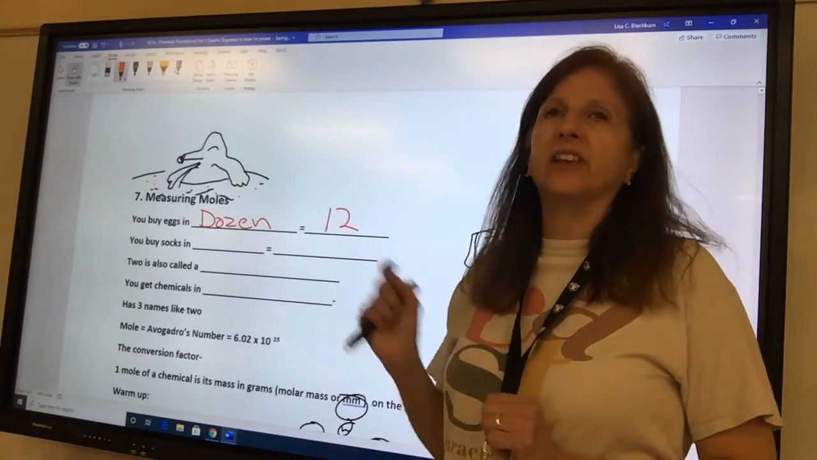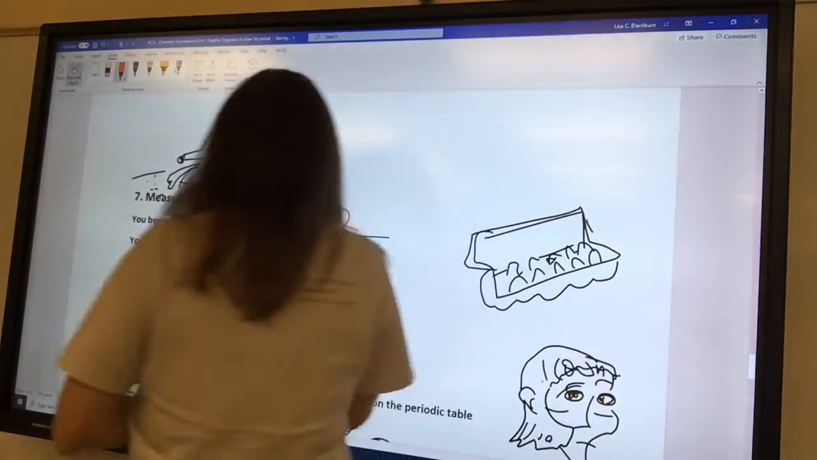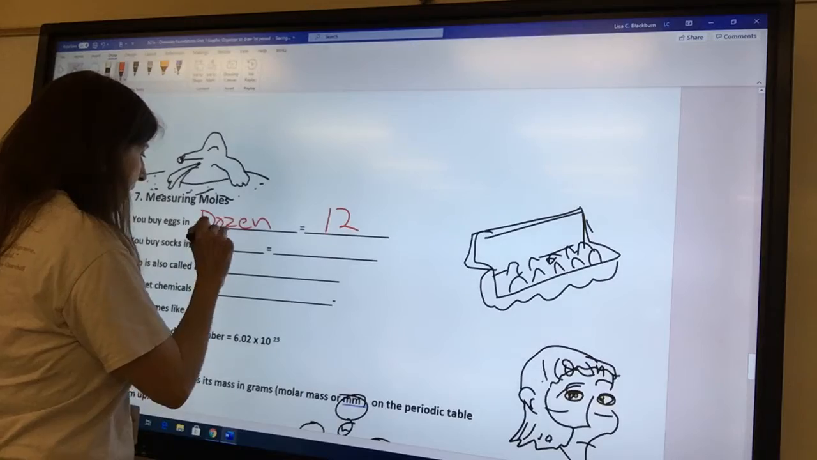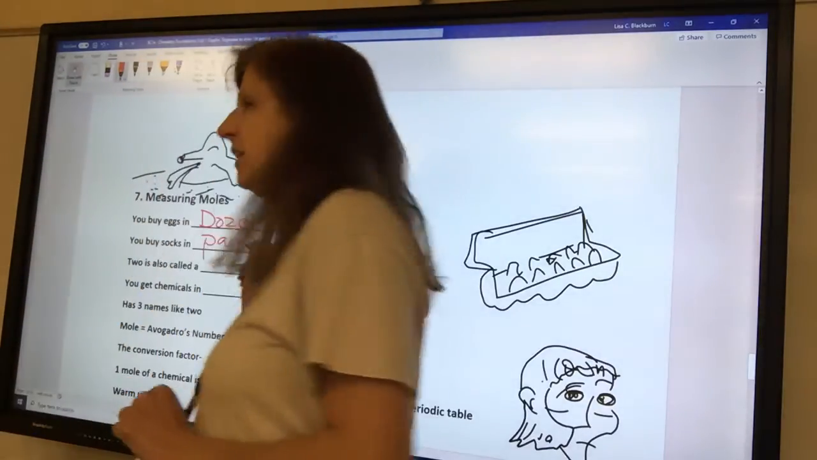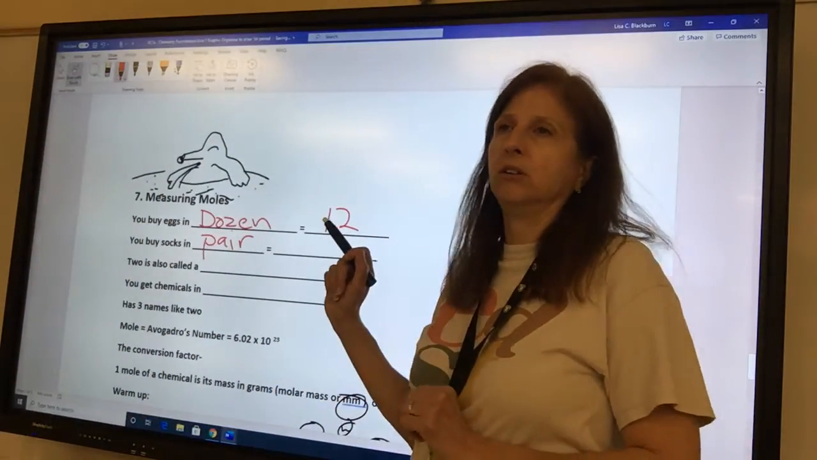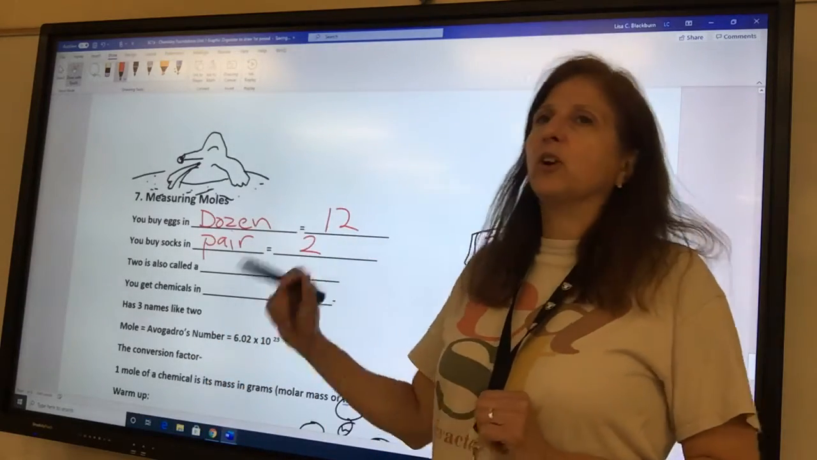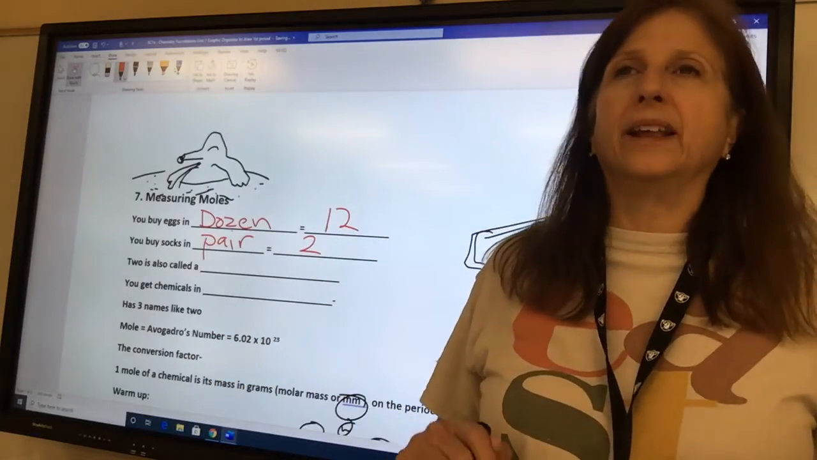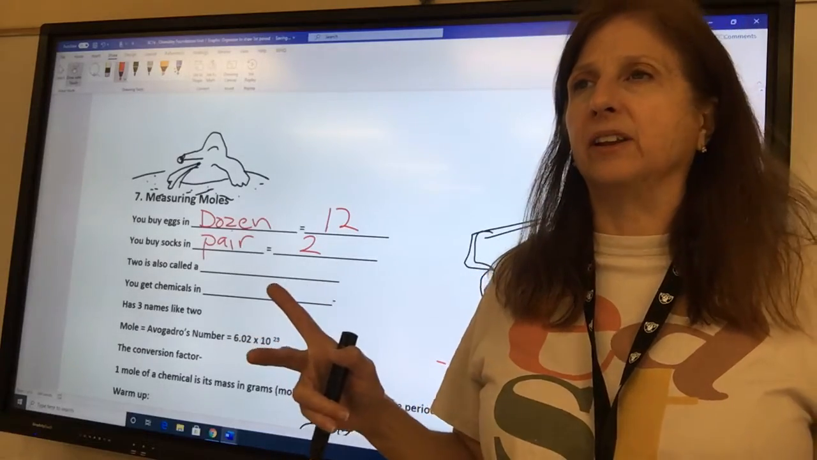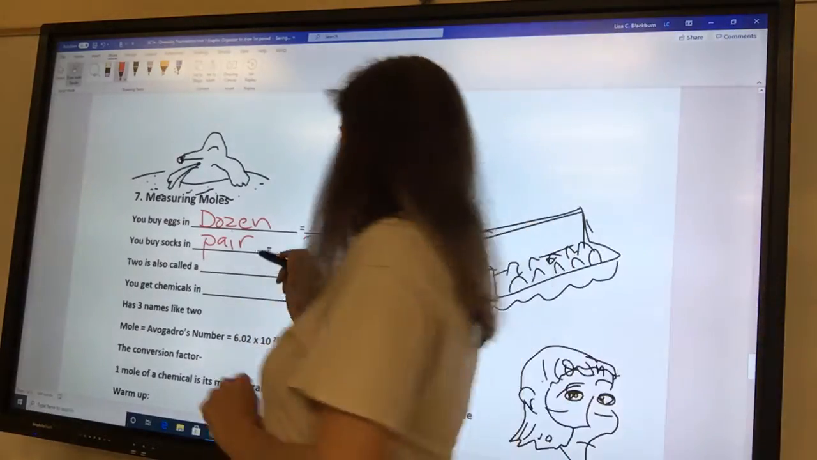What do you buy socks in? Pairs. And what is the number that goes with pair? 2. And there is also another word for pair or two. What is it? A couple.